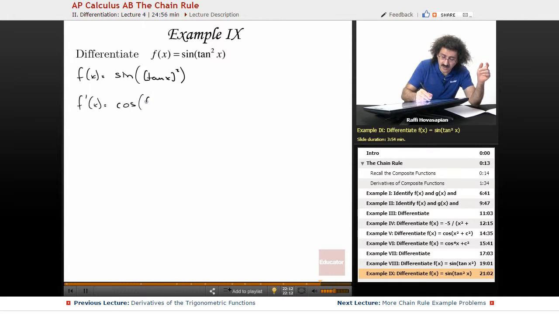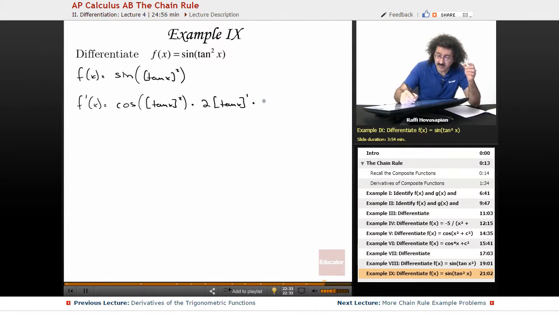I leave what's inside alone, the tan of x squared. Now I multiply by the derivative of what's inside. The derivative of tan of x squared is equal to 2 times the tangent of x to the 1 power times the derivative of tangent x, which is secant squared x.